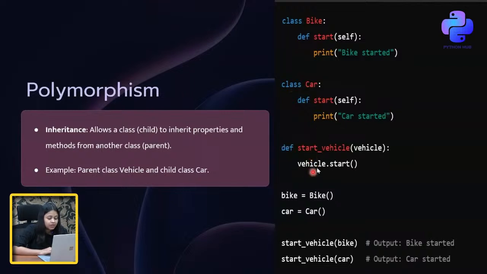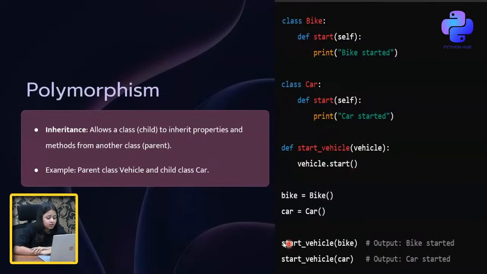Now this is a polymorphic function, which is startVehicle. What is happening here is this function takes a vehicle object, and it calls the start method, whether it is a bike or a car. You're not specifying, but it is calling a start method. So it can be a bike or it can be a car.